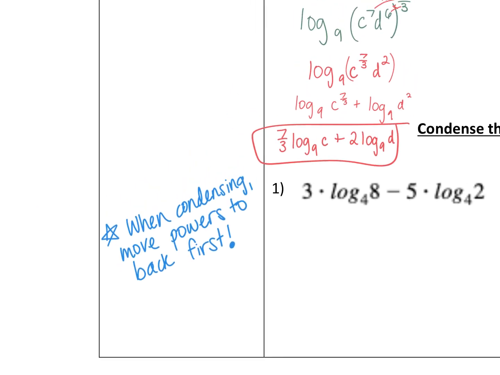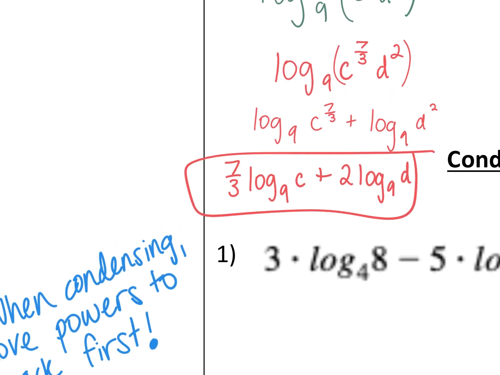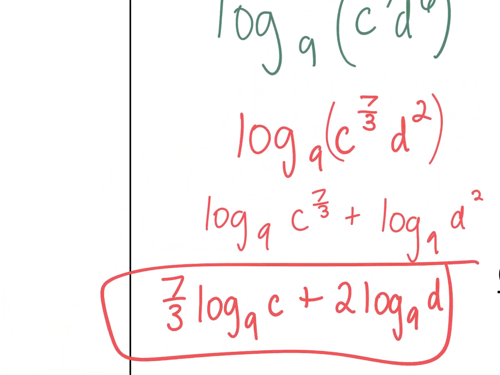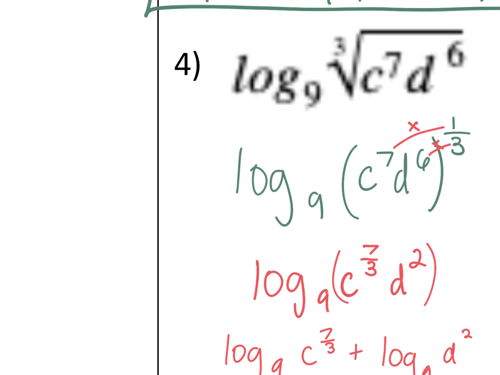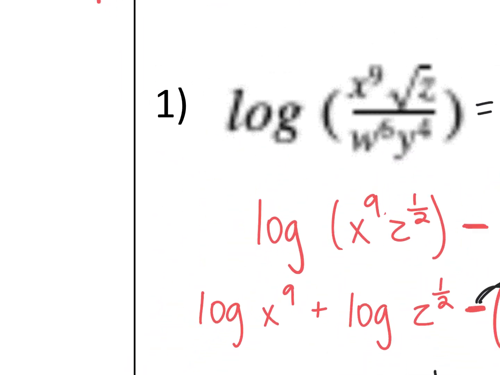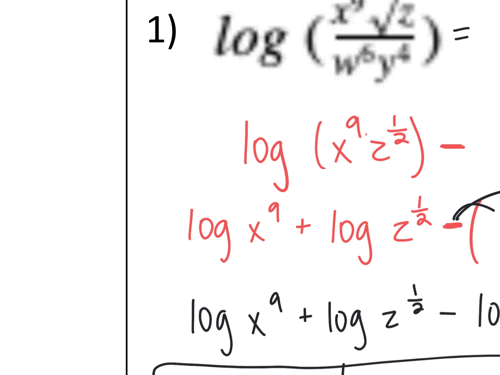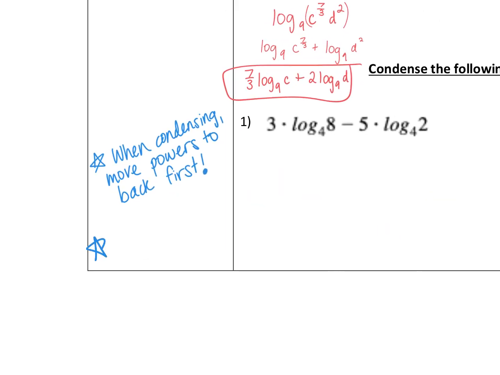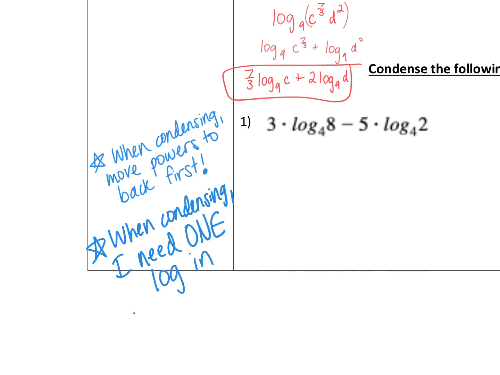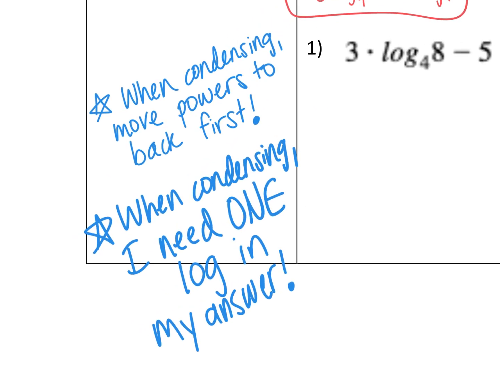Another thing that's cool about condensing: if I followed the expanding process backwards, which once again is exactly what condensing is, how many logs do you think are going to always be in my answer? One. Every single one of those problems, if I follow it backwards, has one log. So when condensing, I need one log, just one, in my answer. If you still have multiple, you haven't gone as far as you need to go. Got to keep going until you just have one log in your answer.